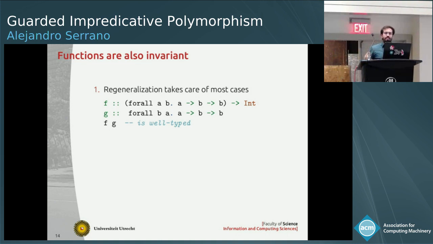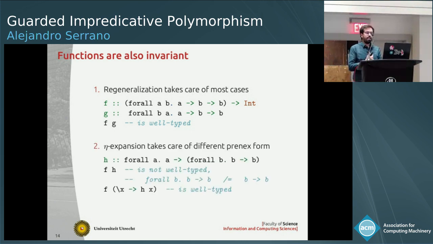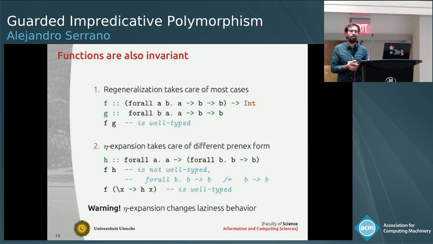So this seems like a problem, but actually it's not so much in practice. First of all, if you have something like this, where F requires something which has for all A B and G has for all B A, this doesn't matter because the G will be instantiated and then regeneralized. So the order of these quantifiers doesn't really matter. If you have different prenex forms like this, where you actually have a for all A and then a set for all B, you can work around this by eta expanding the function. So you really have to do a bit of work to do this. And this was something that GHC used to do by default. But actually, this is not cool because it changes the laziness behavior of the code.